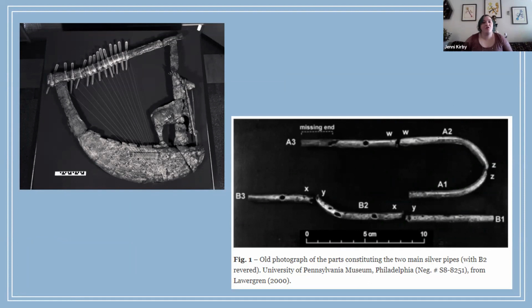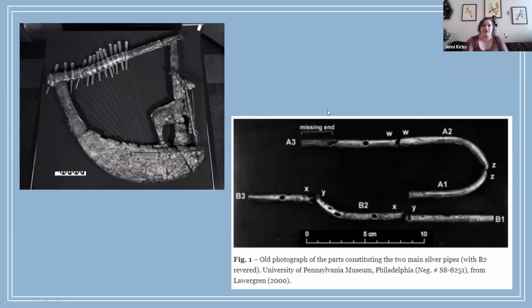So here we have a couple of other instruments. We have another smaller lyre, and this is called the silver lyre because it's made out of silver. And we show here a museum recreation of how the strings would have looked. So the strings don't survive. Obviously, they're pretty fragile. So we do have this reconstruction of what that lyre would have looked like.